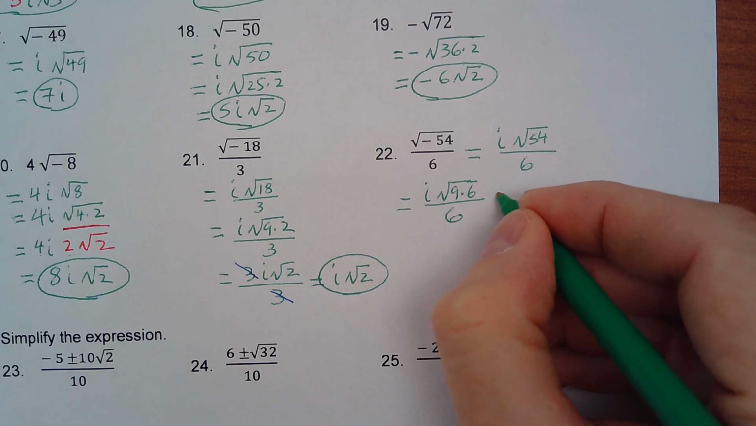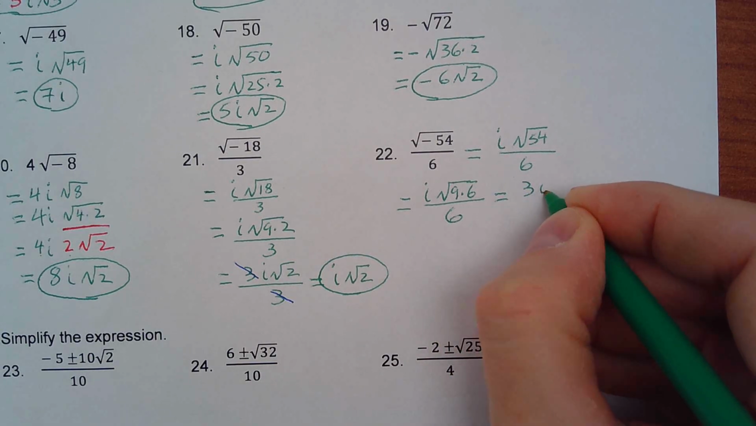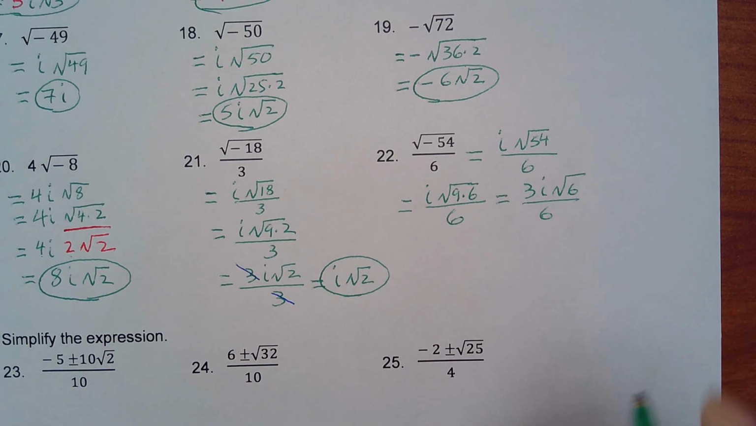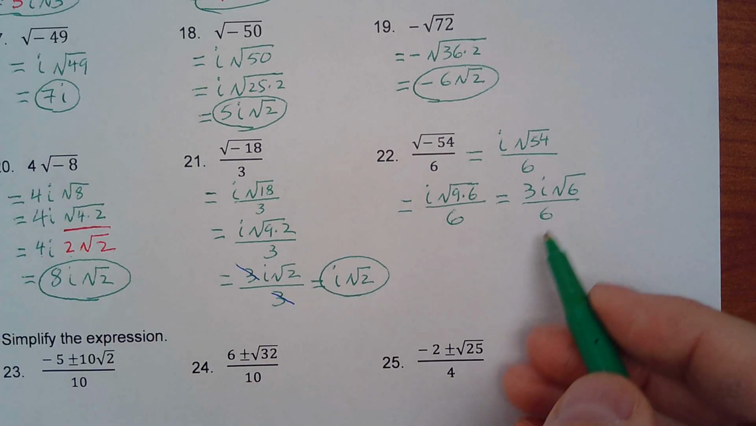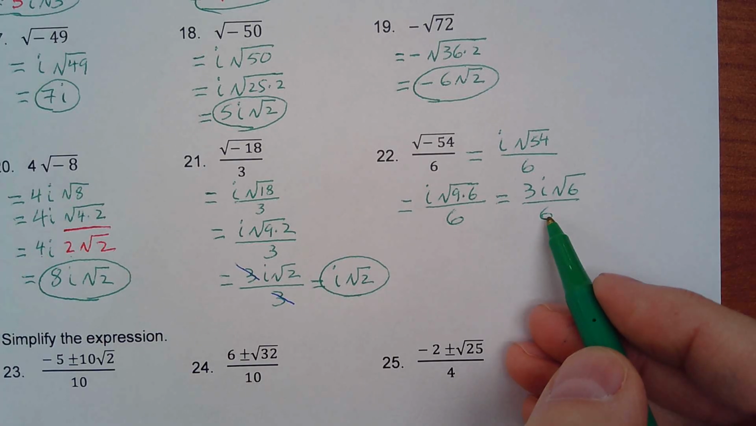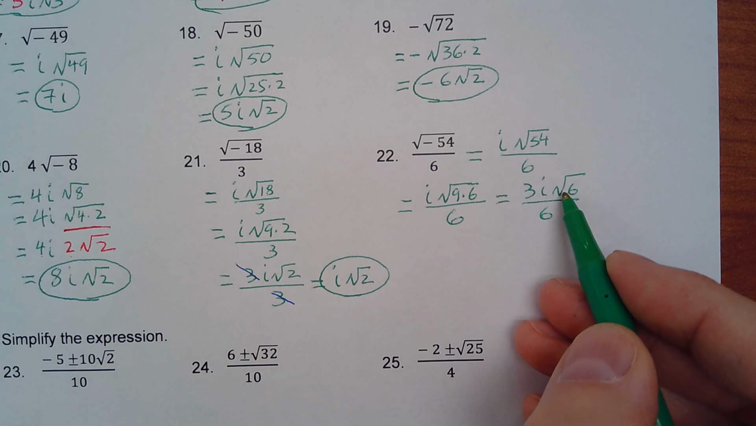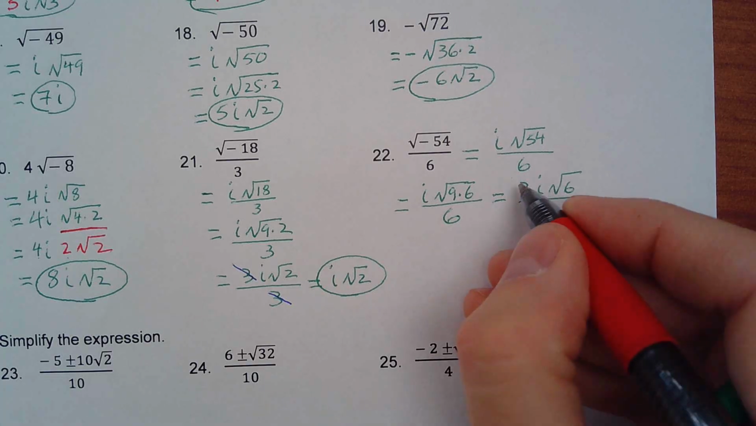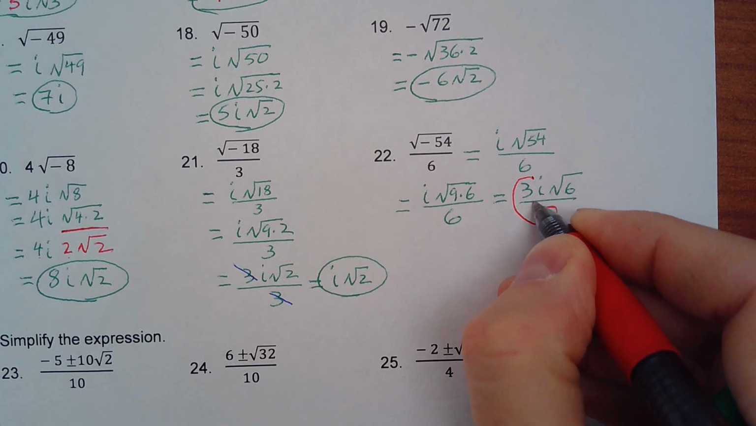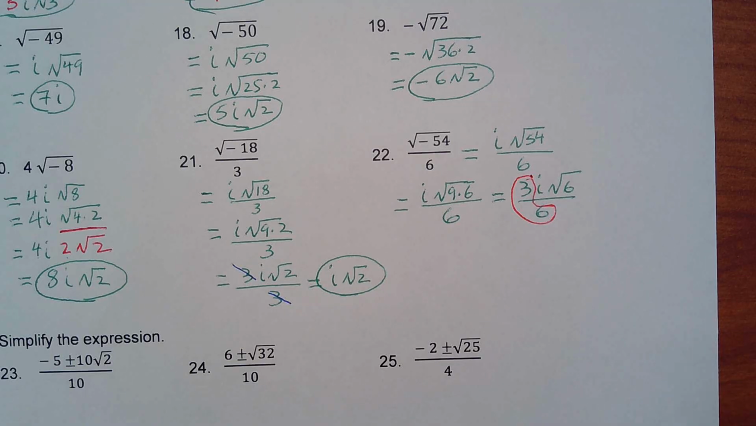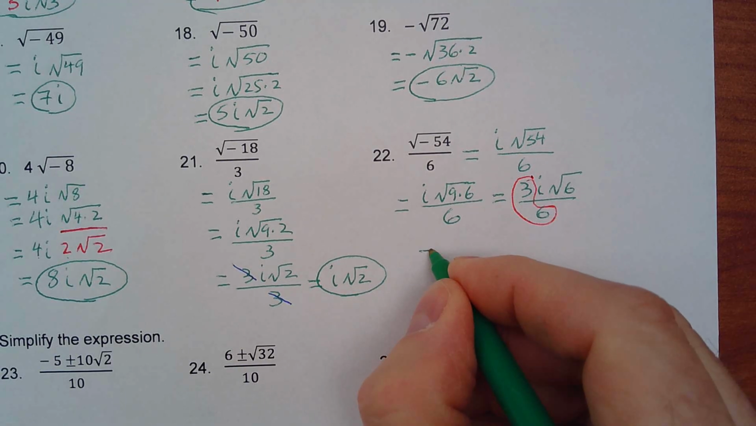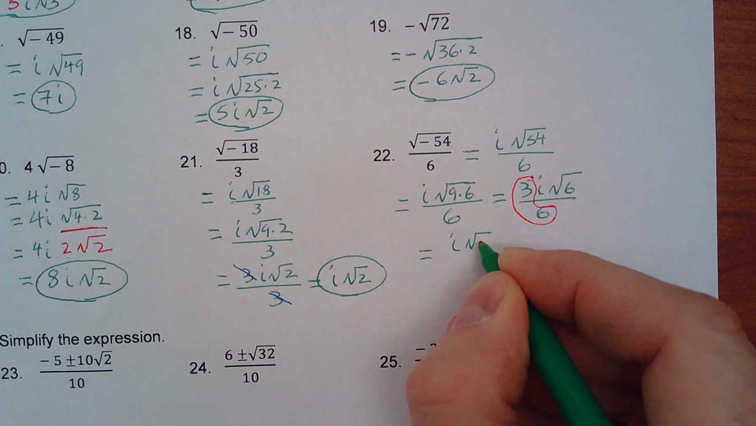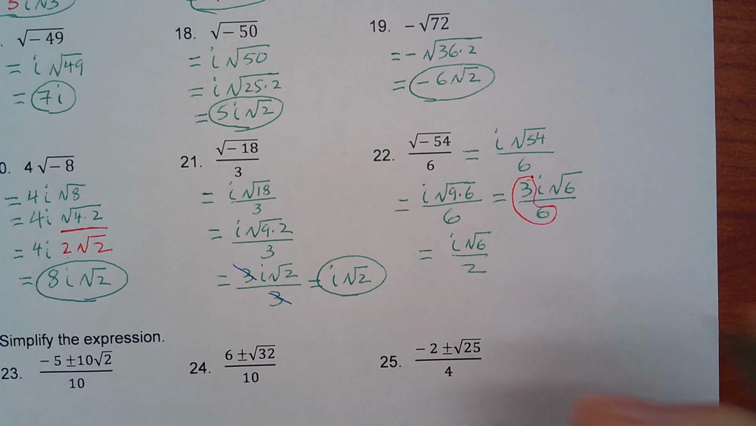Square root of 9 is 3, so I get 3i square root of 6 over 6. Now I'm not allowed to cancel out the 6 because this 6 is not underneath the square root, but this one is, but I can reduce the 3 over 6. So that's going to reduce to 1/2. So that's going to give me i square root of 6 over 2.